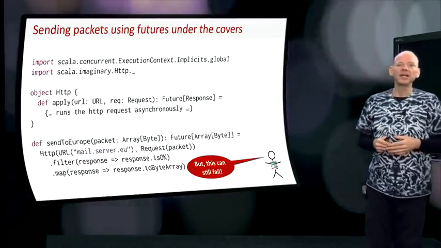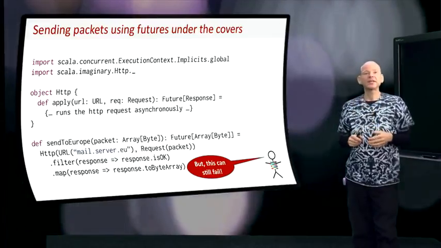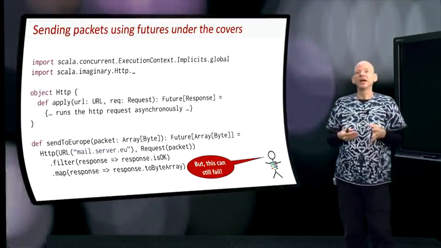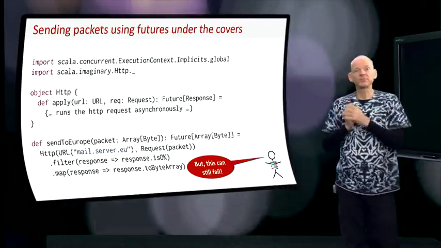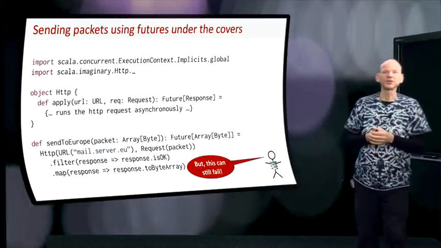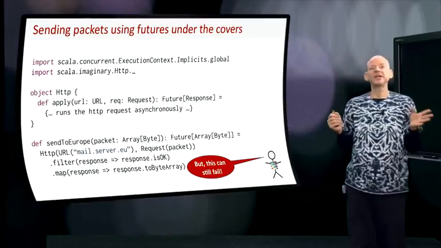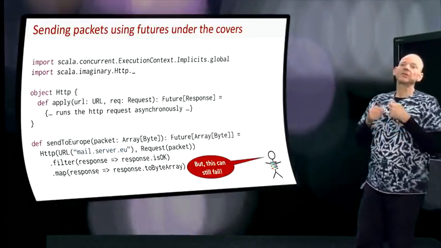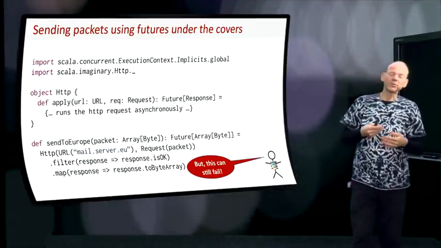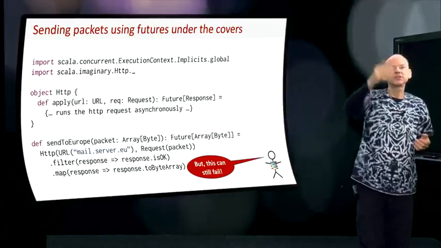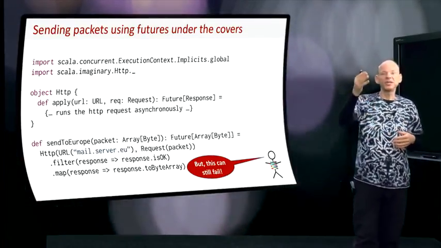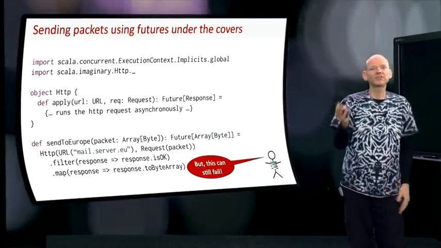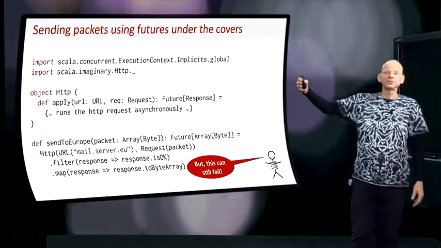All right, now let's dive in a little bit and look kind of how packets are sent under the covers. Again, this is all toy code. And the reason is that we need some concrete code to build some examples, but this is of course not production code. But let's look here. Imagine that we have an imaginary HTTP library that has a constructor that, given a URL and a request, will return a response. Now, an HTTP library is probably going to make a call across the network, so the result of calling apply on HTTP will be a future of a response. And it runs an HTTP request asynchronously. We don't care. As long as given a URL and a request, we now get a future of a response.